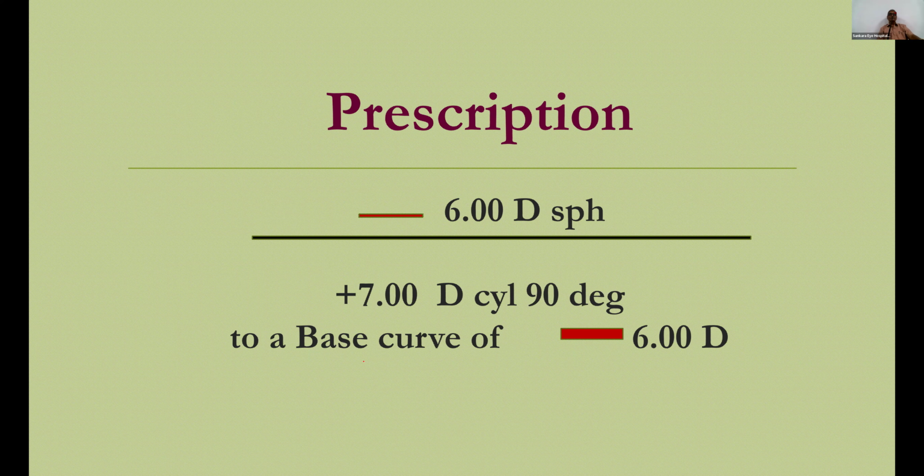Vidya. Note: minus 6 plus 7 cylinder 90, base curve of minus 6. Now, what was the first step I told you? Simple transpose. Show me how much. What's the axis now? Plus 7, minus 6, simple transpose. The algebraic sum is how much? Plus 1 sphere. Change the sign: minus 7, 180. Understand now?